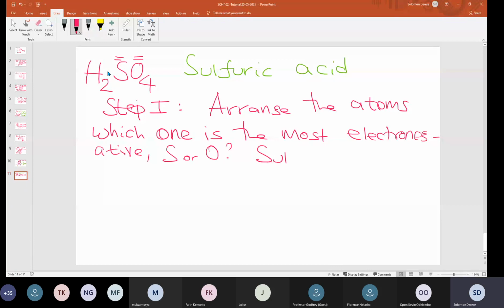Sulfur is, okay? So sulfur will be at the center. Let me put the sulfur at the center. We'll forget about the hydrogen. The hydrogen will be on the outside. Now, sulfur at the center.